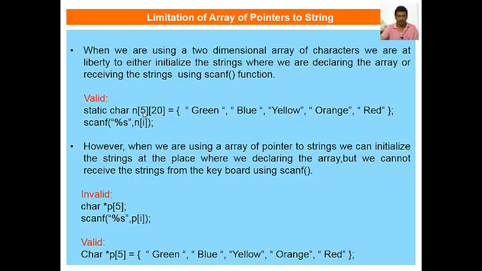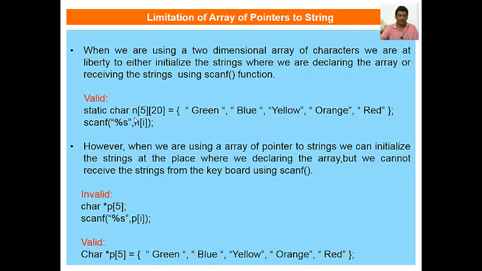Then the indices are n[0], n[0][0], n[0][1], n[0][2]. In the first row the string green is assigned. Second row, blue. Third row, yellow. Fourth, orange. Fifth, red. The indices start from 0, 1, 2, 3, 4. So using a 2-dimensional character array, we can easily assign strings. It is possible.